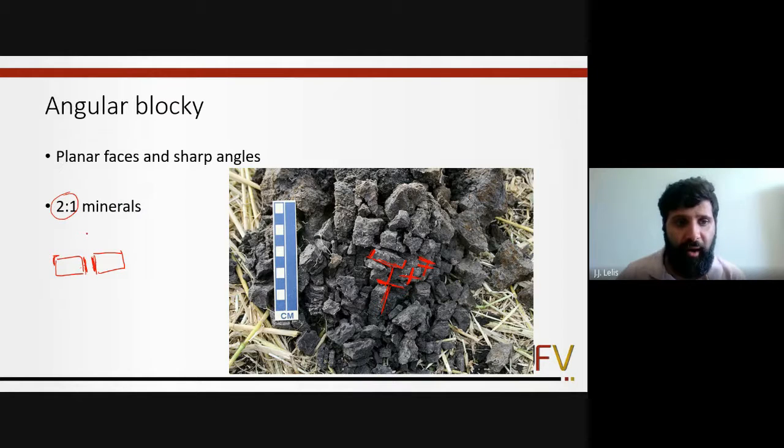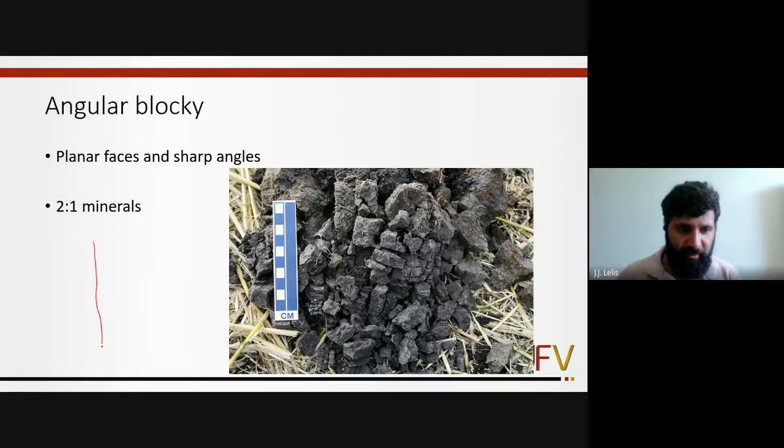2:1 materials like illite, smectite, and other minerals, because these minerals suffer the shrink and swell process. The shrink and swell process produces cracks that create voids and create this kind of structure, something like this.